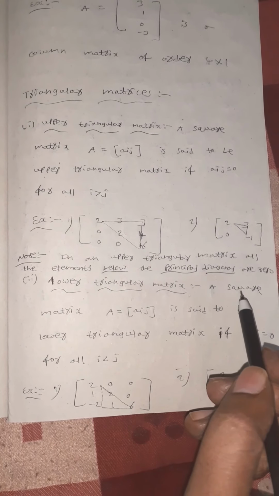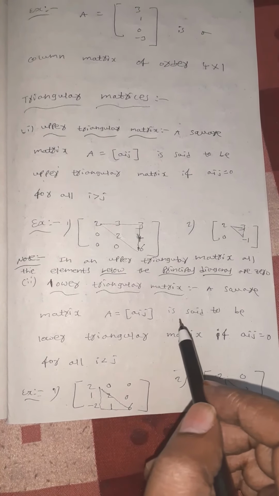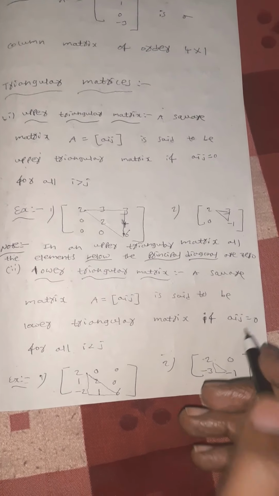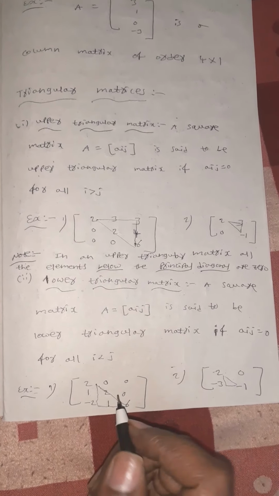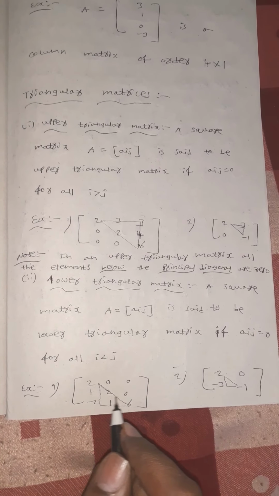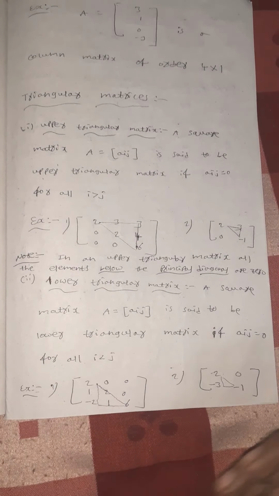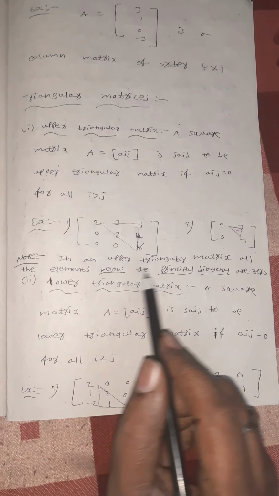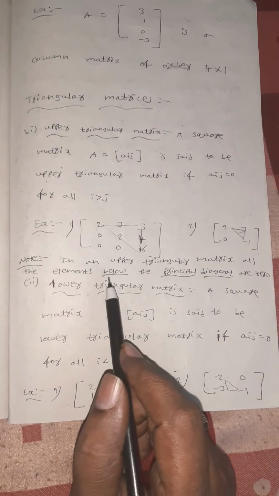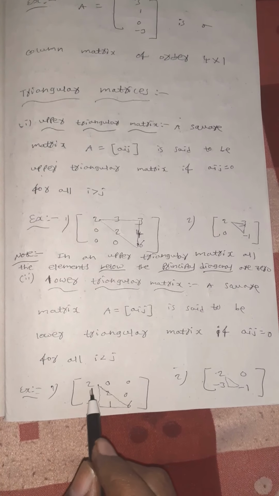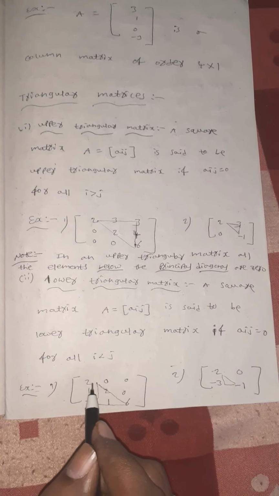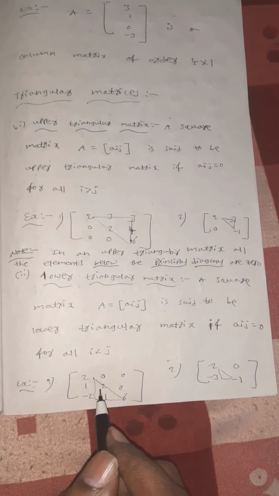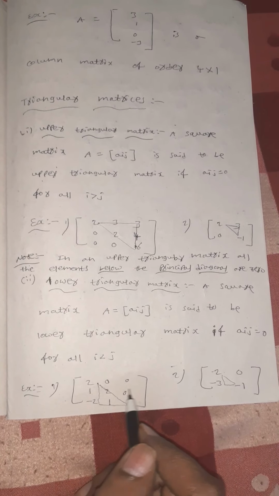Next, lower triangular matrix. A square matrix A = [Aij] is said to be a lower triangular matrix if Aij is equal to 0 for all i less than j. Take the first example here: 2 0 0, 1 2 0, -2 1 6. So in a lower triangular matrix, all the elements above the principal diagonal should be 0. So this is the principal diagonal. Above the principal diagonal all are 0.